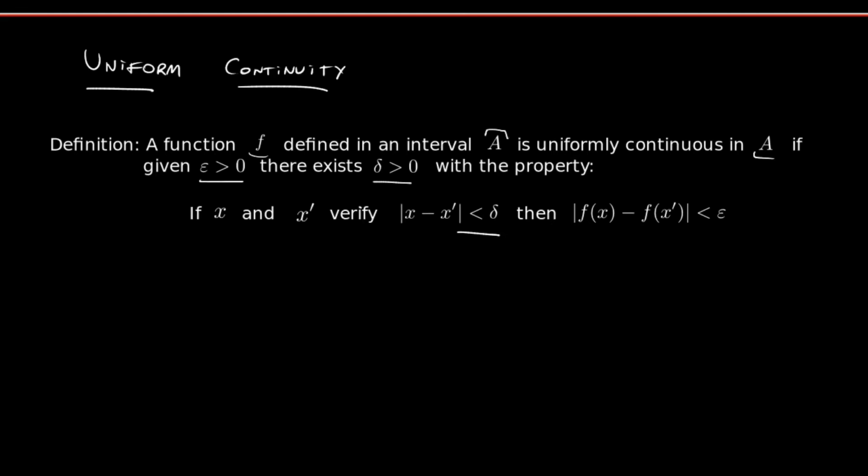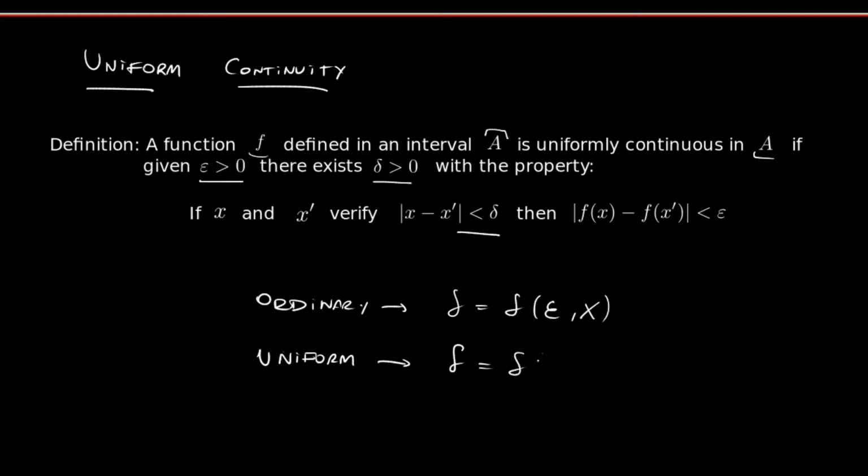This definition is extremely similar to the one about continuity, but there is a very small difference that will be clear for you in the examples. The difference between ordinary and uniform continuity is very subtle. The difference is only in the delta we find. In ordinary continuity, the delta we find depends both on epsilon and on x. But in uniform continuity, the delta depends only on epsilon. So here delta does not depend on x.